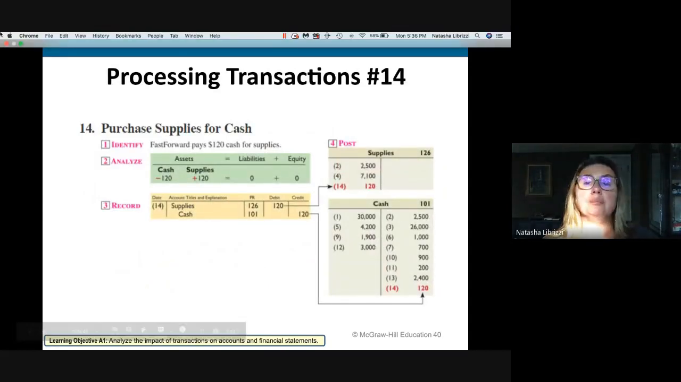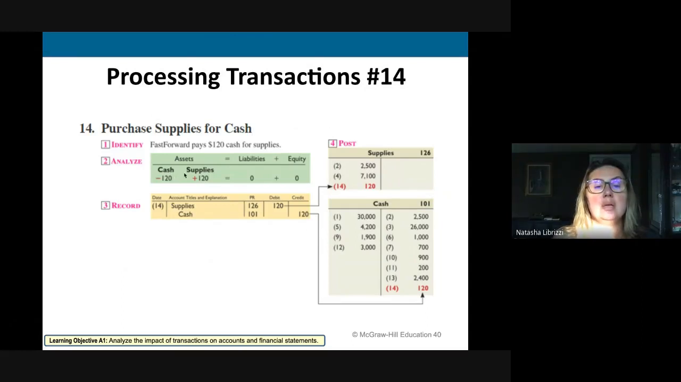Okay. Now, Fastforward pays $120 cash for supplies. It's between two asset accounts. So we pay cash $120, and we get supplies as an asset of $120. So our supplies account went up and our cash account went down.